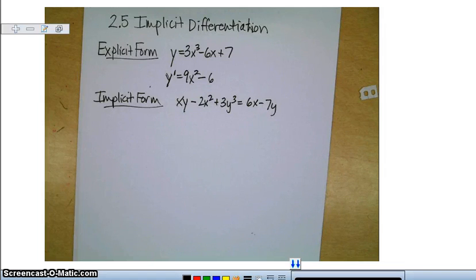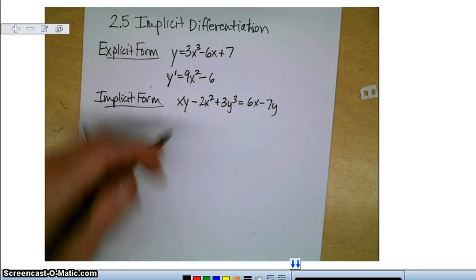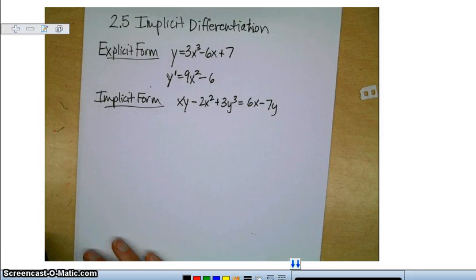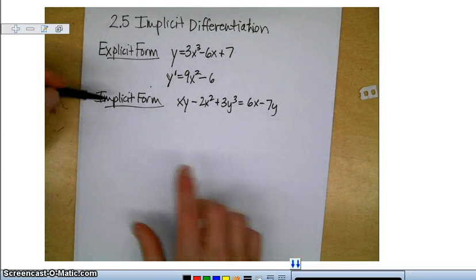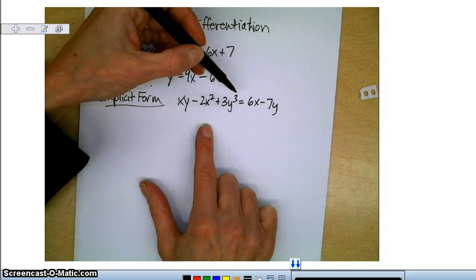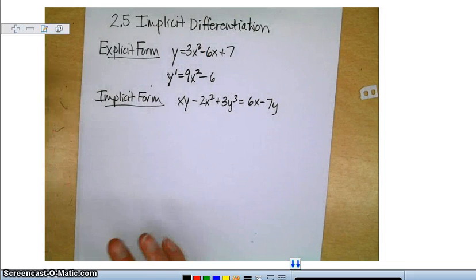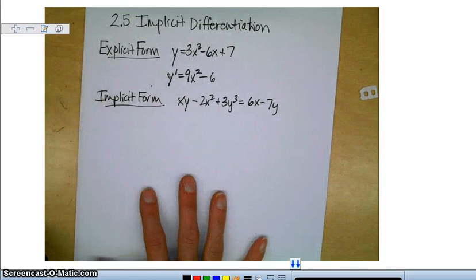Usually our goal, what you've always been told to do, is get y by itself, right? Well, guess what? Trying to get y by itself here could be a really big challenge. And actually, we don't even need to get y by itself to take the derivative. So we are going to be asked to take derivatives of implicitly written functions, functions that have the x's and y's on both sides, today. And we don't have to get y by itself to do that.